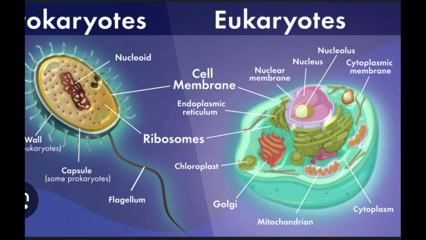Some cellular structures eukaryotic cells use is the mitochondria, which is how they produce energy through respiration. Another one is also the cytoplasm, which is how they produce energy through glycolysis and fermentation. And the final one is the chloroplast, which is how they produce energy through photosynthesis for plants and algae.